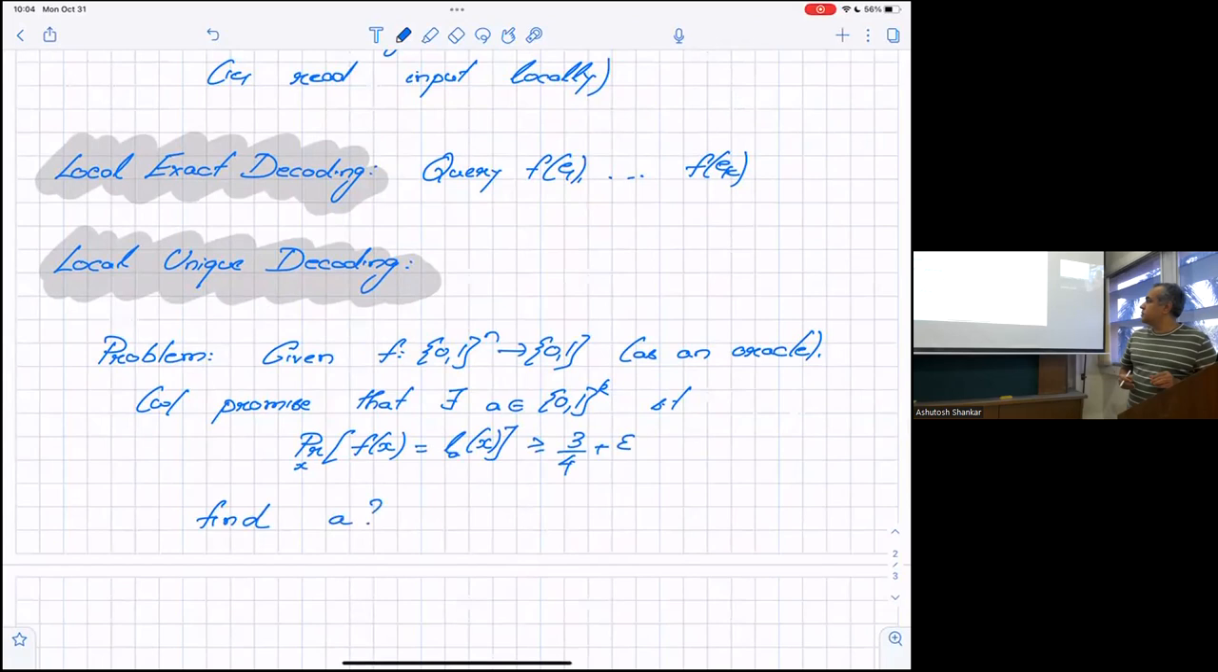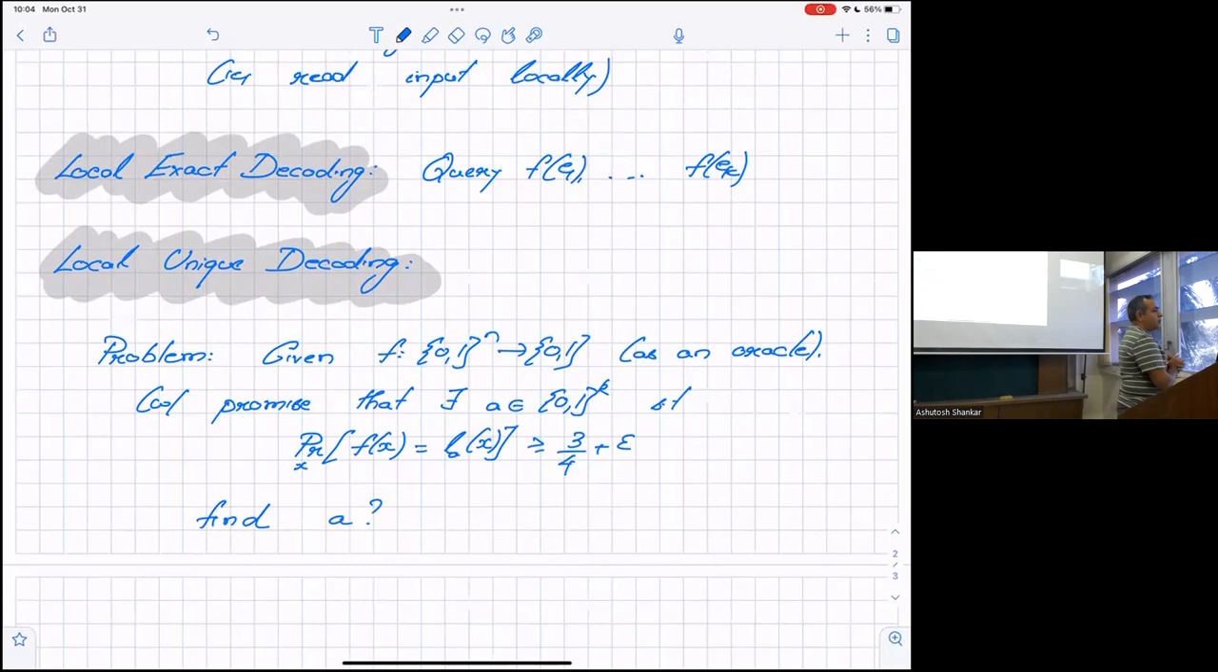So how would you do this? You can try to once again query f of e1, f of e2, up to f of ek. But these could be the erroneous locations. This could be the place where the function has been corrupted. So that will not work. On the other hand, you know that if you pick a random location in the codeword, it's correct with probability 3/4 plus epsilon. So a random location is pretty likely to be correct.